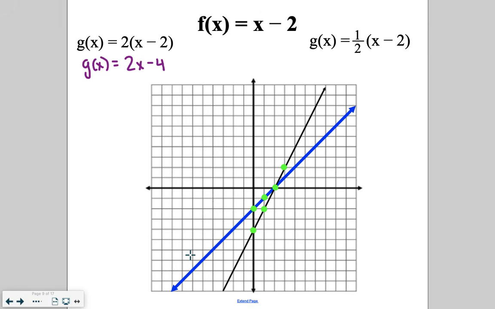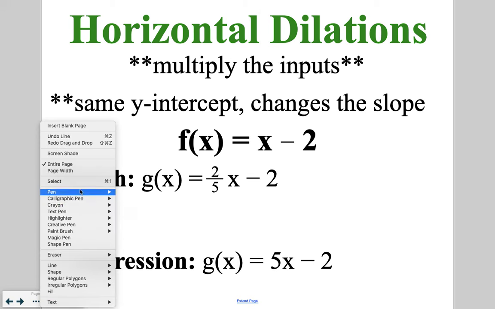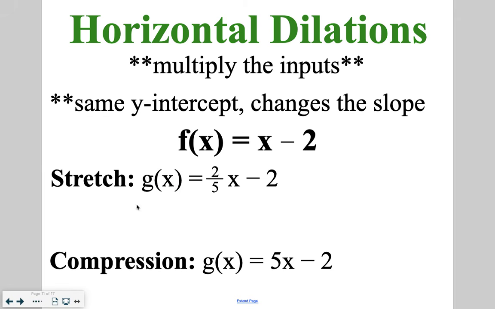So again, that vertical stretch is pulling it up, pulling it apart, making it get taller. That vertical compression is squishing it down, putting your hands together, making it flatter. Now on the flip side of that, we have horizontal dilations. This is multiplying only the inputs. So only the x's are getting multiplied by this new value.